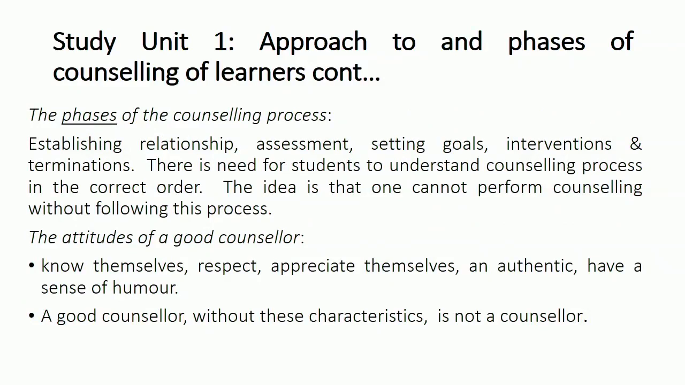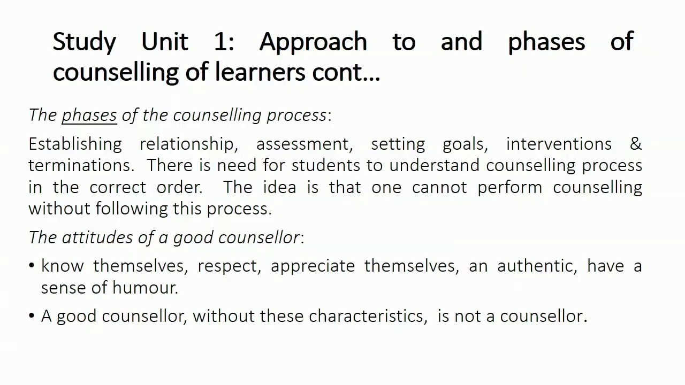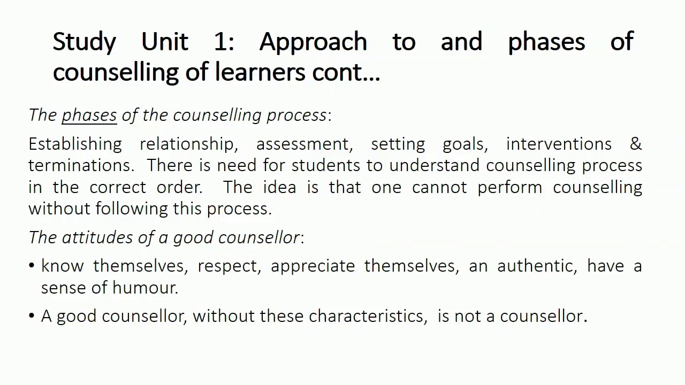Then we move on to the phases of the counseling process. The phases of the counseling process are actually the steps of counseling. What has to be done when you counsel a learner? This is the order of the steps that follow. You establish the relationship with the learner, then you assess the situation, set goals, then interventions and termination. For example, you cannot start setting goals if you did not establish a relationship with the learner. So you need to follow the sequence. The sequence must be correct and respected. Students need to understand the counseling process in the correct order. One cannot perform counseling without following this process.